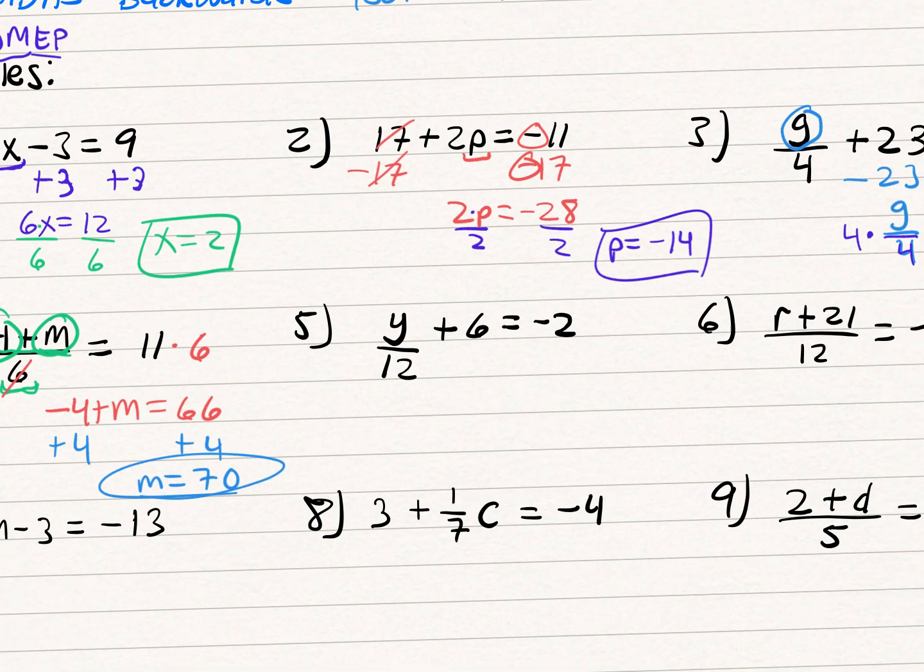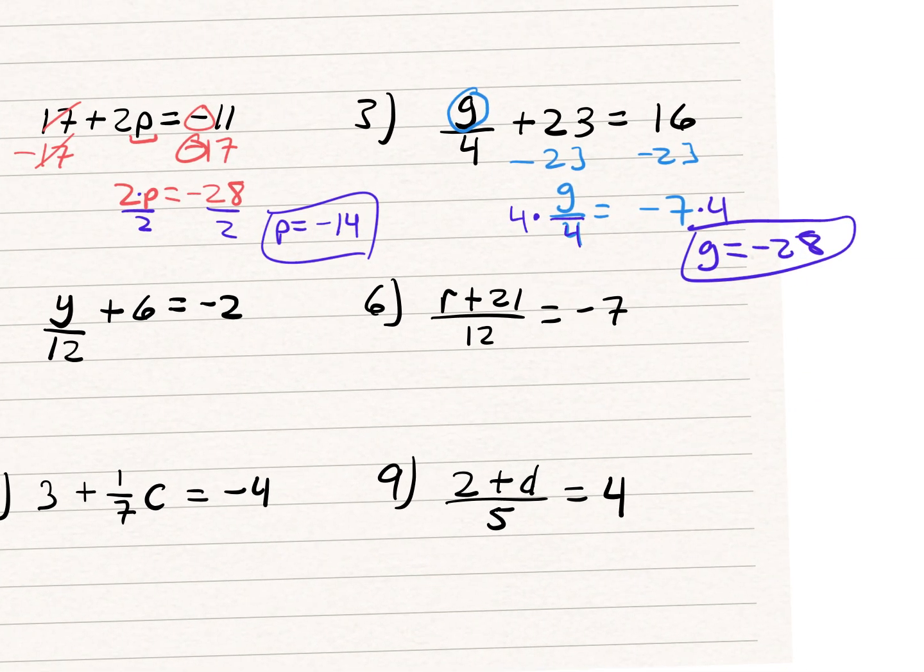All right, and I'm going to go ahead and jump to number 6 because that's exactly the same thing, right? We have a 12 on the bottom, right? And that's dividing the entire expression up here, right? So even though r is the variable that we want to isolate, we can't isolate it until we get rid of that 12 on the bottom since it's dividing the entire expression. So let's go ahead and multiply 12 on both sides. All right, and then 12 divided by 12 goes away. We get r plus 21 equals negative 7 times 12 is negative 84.